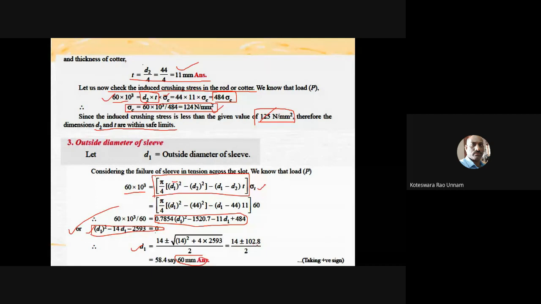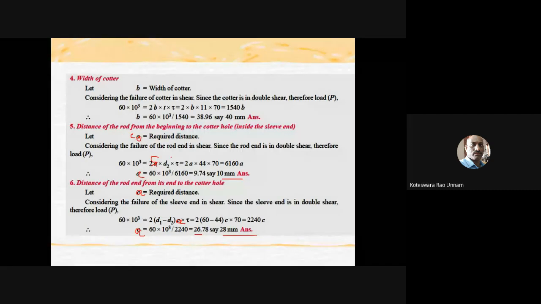So here, how much are you getting? 102 plus 14 means 116, by 2 means it is 58.4 only, na? Yes sir, correct sir. Okay, right. So it is 60 only. So then if you use the dimensions here, you will get this is 10 mm and this is 28 mm.